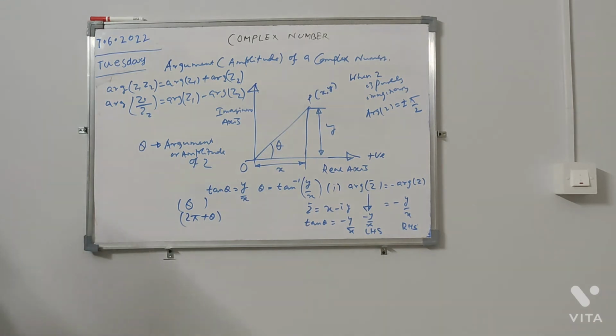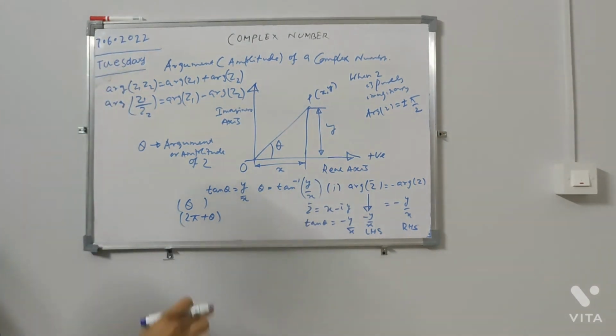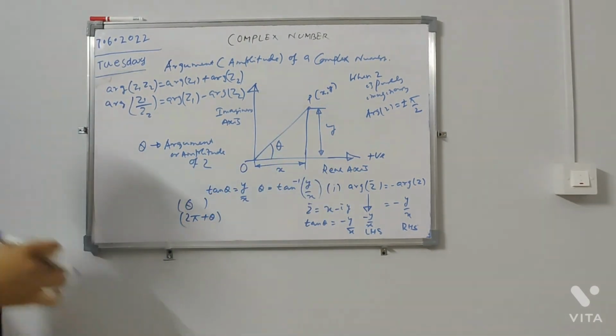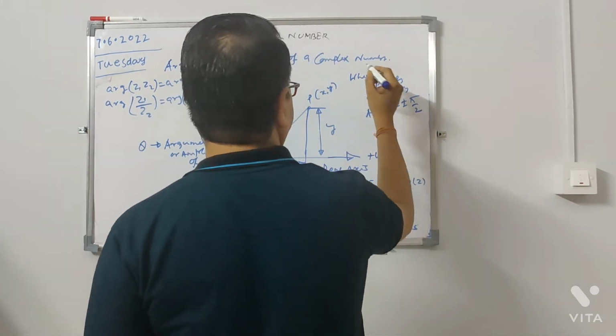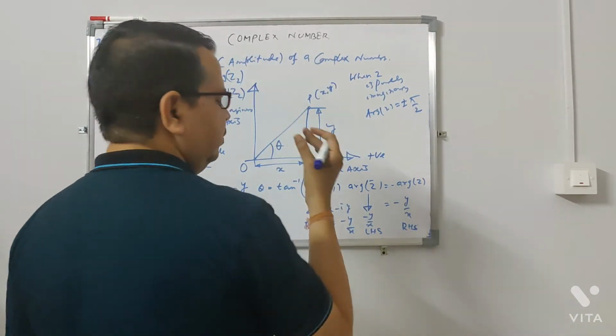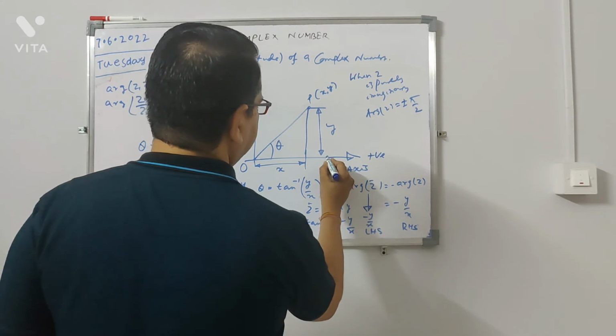And if it is purely real, your argument will be 0, because it will be nothing but this axis. So the angle that it makes with the x-axis is 0. Argument is nothing but the angle. If it is imaginary, the angle will be pi by 2. If it is fully real, then the angle will be 0. The angle that OP, that point, makes.